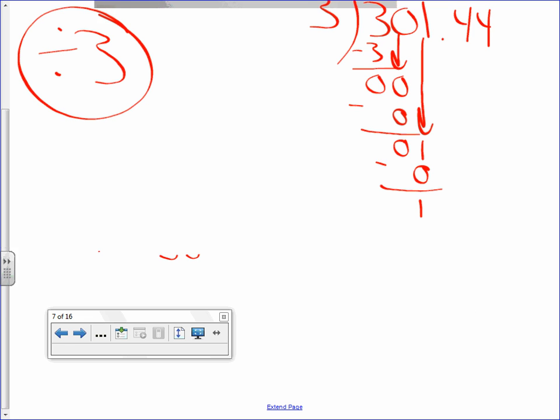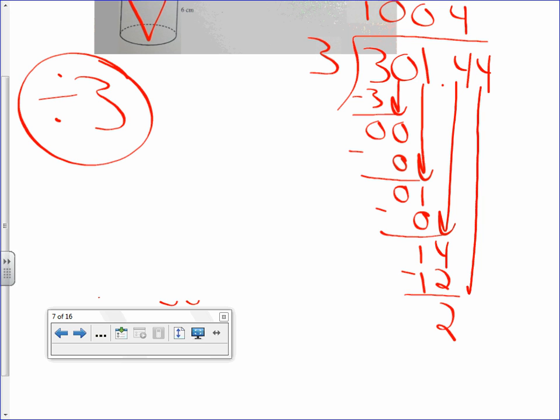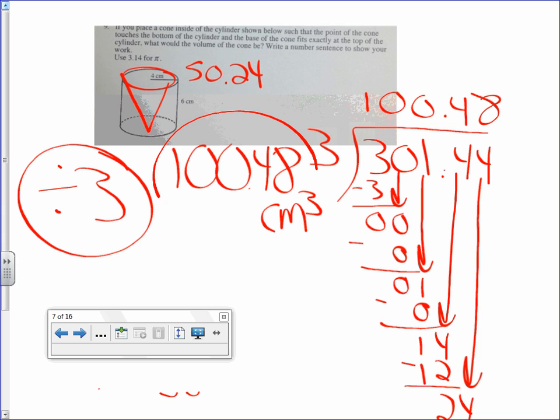Got a 1. Got to bring down the 4. How many times can 3 go into 14? 3 goes into 14 4 times. 3 times 4 is 12. Subtract, got a 2. Bring down the 4. How many times can 3 go into 24? Exactly 8 times. 3 times 8 is 24. I am done. Move the decimal up. So my answer is 100 and 48 hundredths. Finding volume, so I'm working with centimeters cubed. That's how you find the volume of a cone.